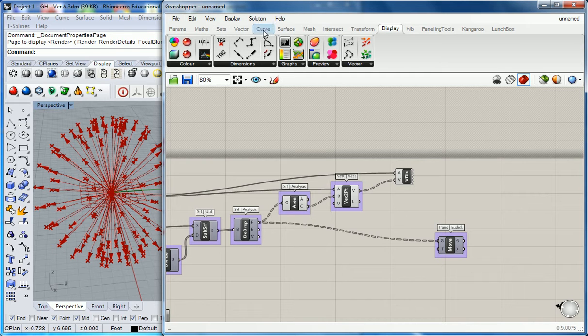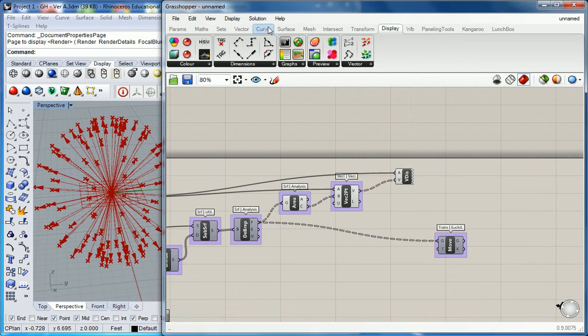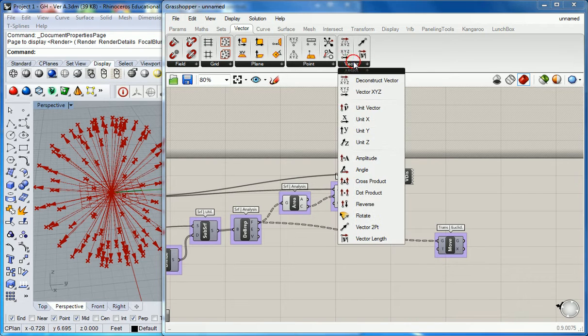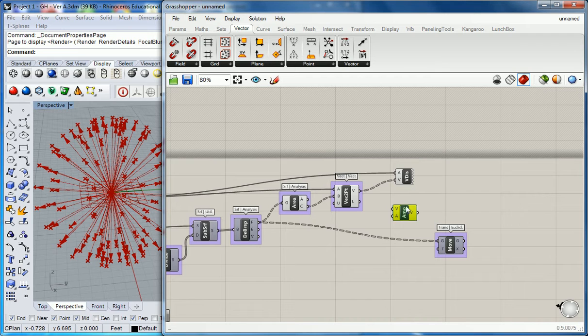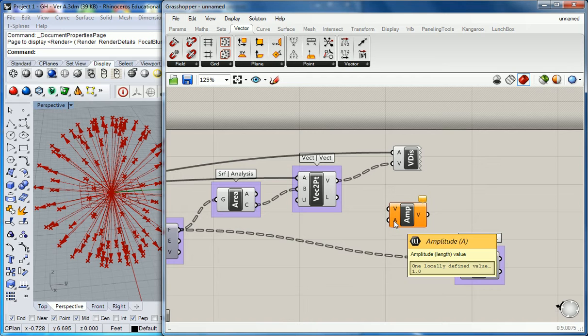use Amplify, which I don't really know where it is. So let's type in... oh, there it is. So it's probably under vector, amplitude. There it is. So let's take a look at that. We've got a base vector and then an amplitude.